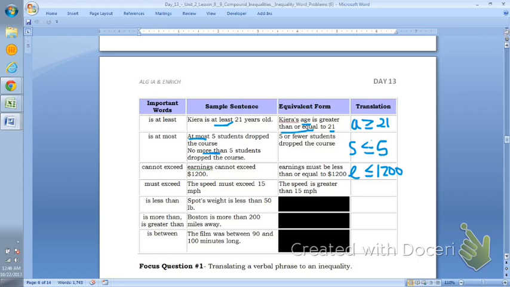Must exceed means there is a minimum value. The speed must exceed 15 miles per hour. The 15 miles per hour is the minimum, like condominium. So don't eat it.